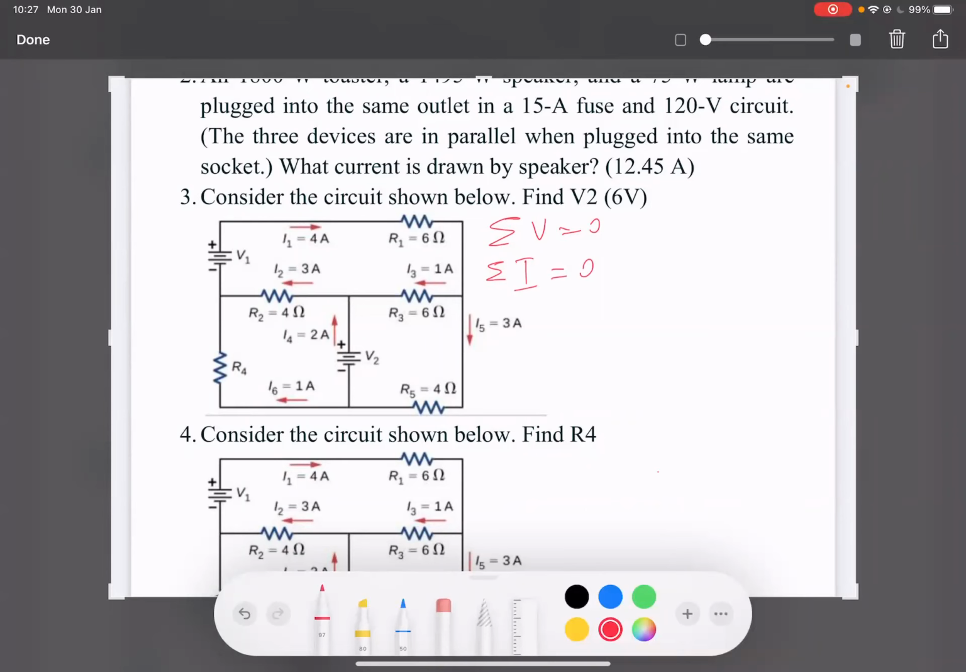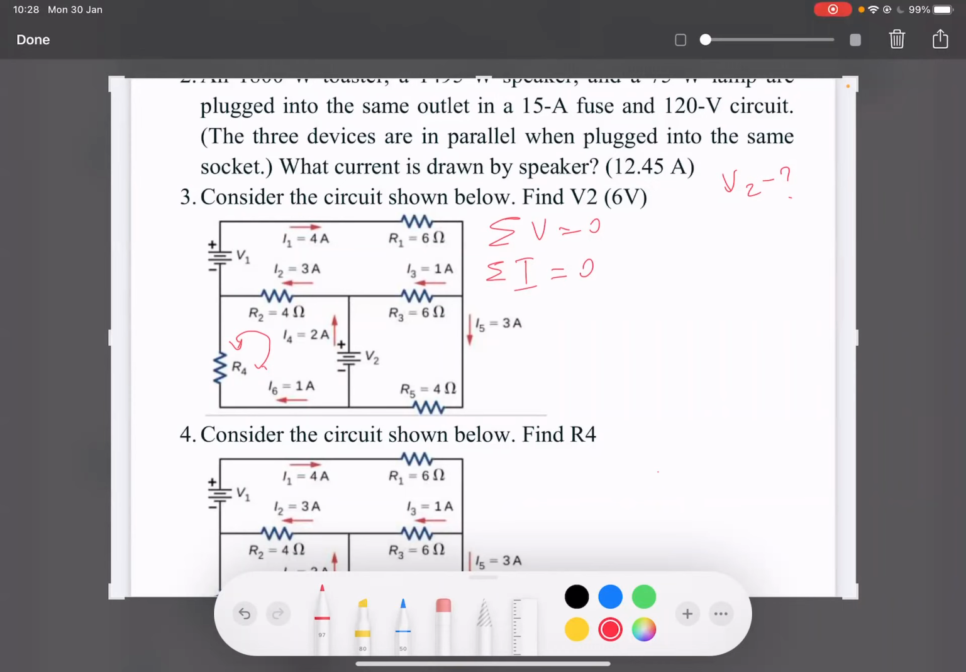Okay, so we have to find the potential difference across V2, correct? If that's the case, we have to first draw a loop. I always try to draw a loop that starts from negative to the positive of the potential difference. That means in this case, I will draw a counterclockwise loop, okay? Because as you can see here, it starts from minus to plus, and therefore, it will be counterclockwise.